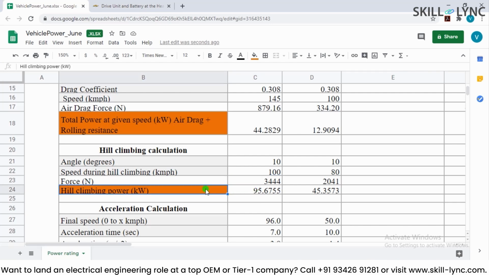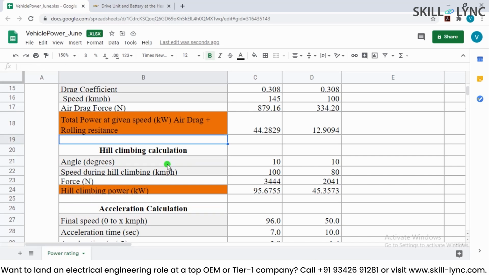So basically this is mechanical power required on the wheels, and if you assume the efficiency of the gearbox, if you assume the efficiency of the motor, the sizing of the motor has to be much higher than this. So these are the forces acting on the vehicle and added one after another over here.